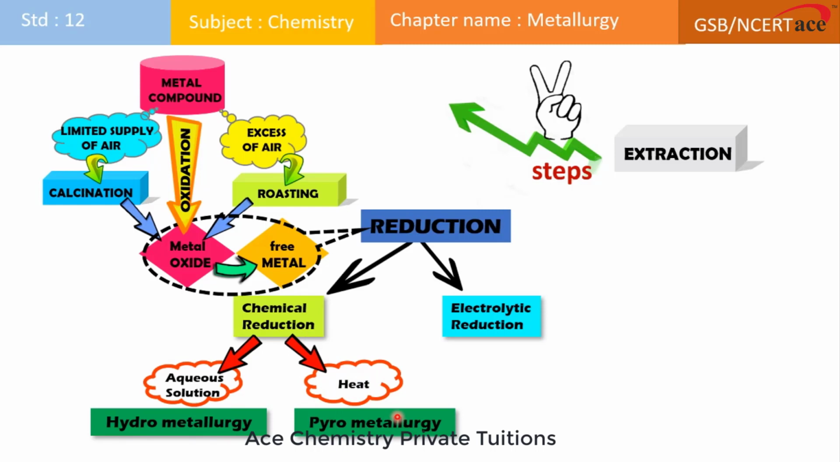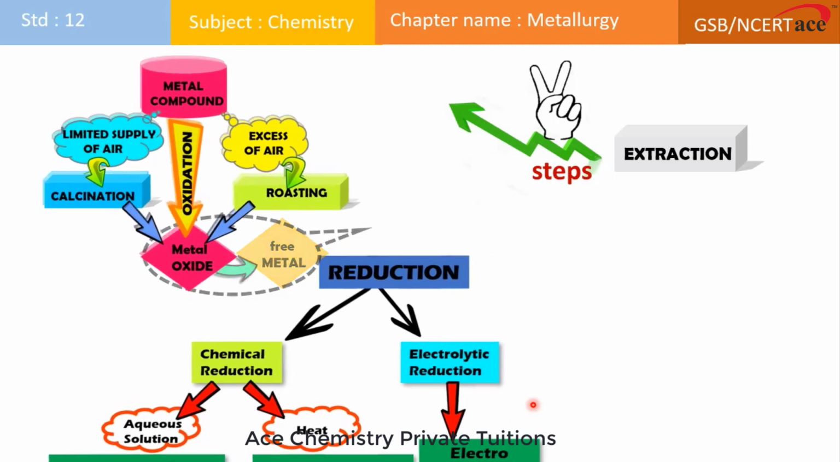Pyrometallurgy. In electrolytic reduction, I told you it involves the process of electrolysis, and here this process is called electrometallurgy. So for reduction, there are three different methods: hydrometallurgy, pyrometallurgy, and electrometallurgy.